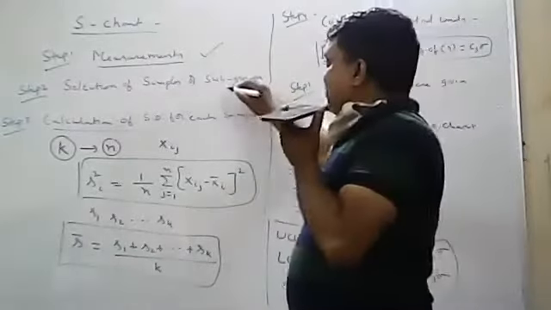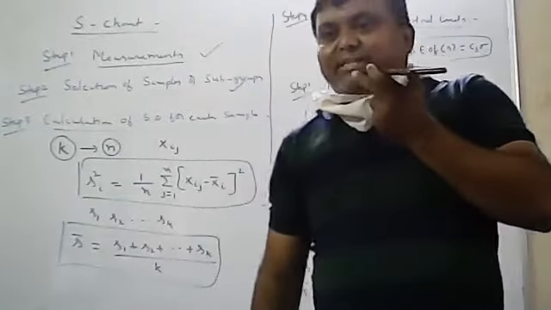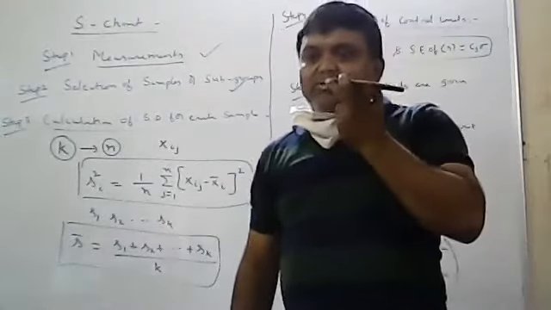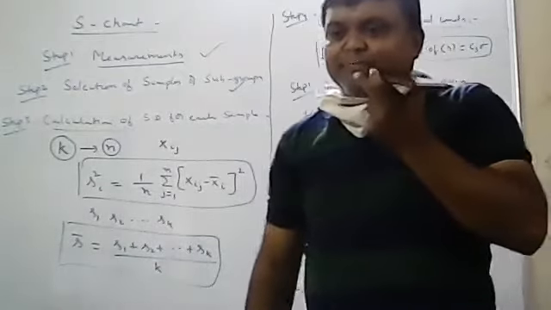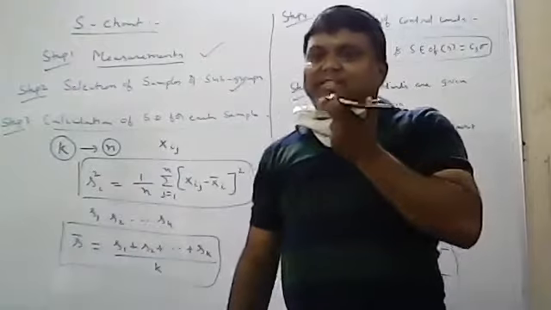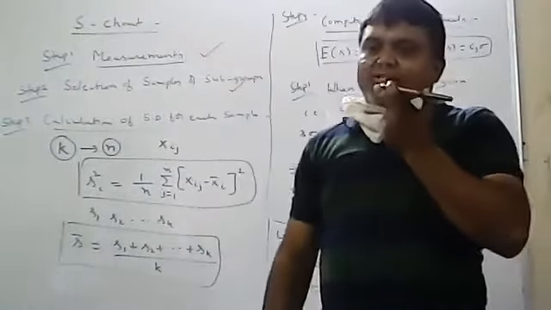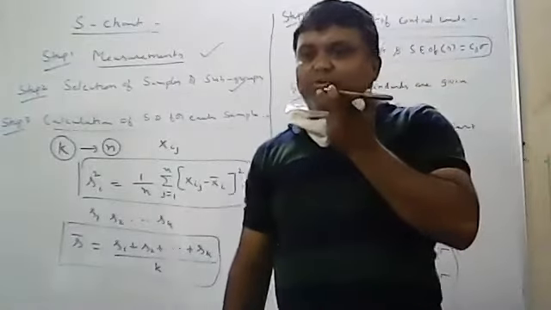And next, the second step is selection of samples or subgroups. How to select the samples? Each unit has an equal chance of being included, and you have to select in a random manner. What are the 3 precautions you have to take for selecting a sample or subgroup? The first one is that the samples or subgroups should be as homogeneous as possible.